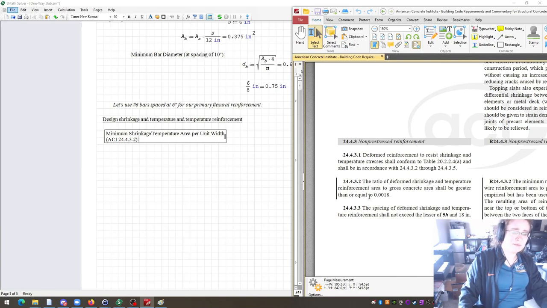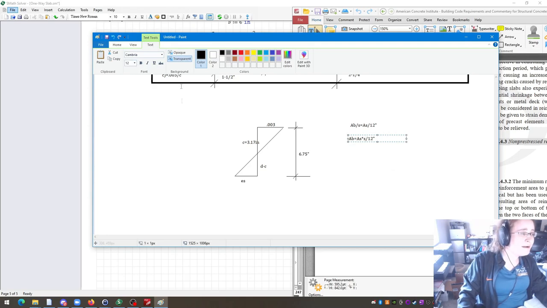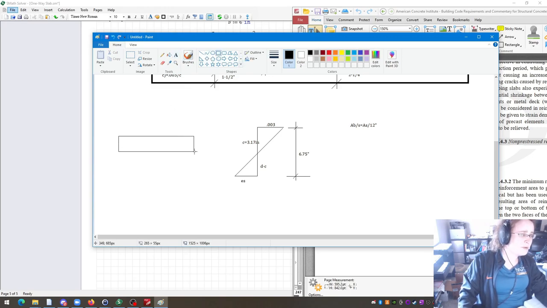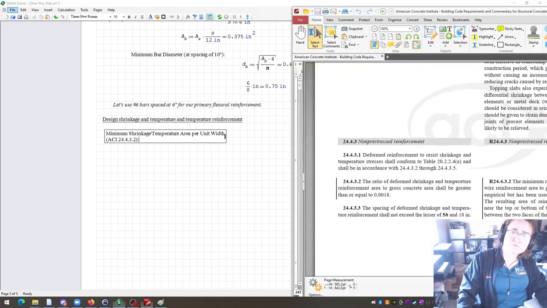The ratio of deformed shrinkage and temperature reinforcement area to gross concrete area shall be greater than or equal to 0.0018. And if you're ever wondering where the term deformed comes from, deformed bars refer to bars that aren't smooth. In other words, they are deformed into the standard pattern that you see in most rebar. In the early days of reinforced concrete, think 1920s, 1930s, you'd sometimes see smooth bars, but since then we've pretty much moved to a standard of deformed bars for everything. So you have bars with regularly spaced ridges, and those help provide a grip. Those help to bond the rebar to the concrete, ensuring adequate composite action.